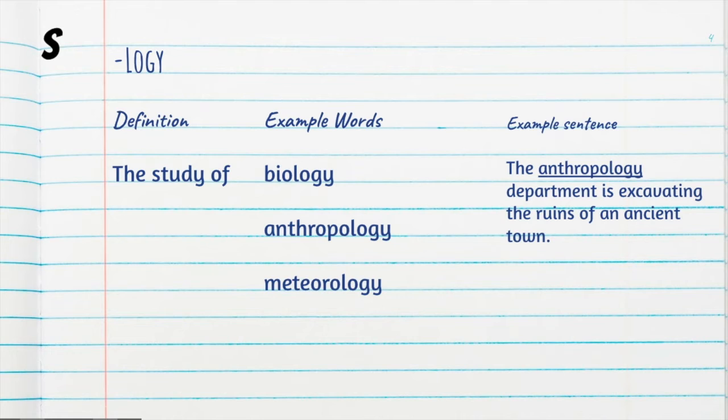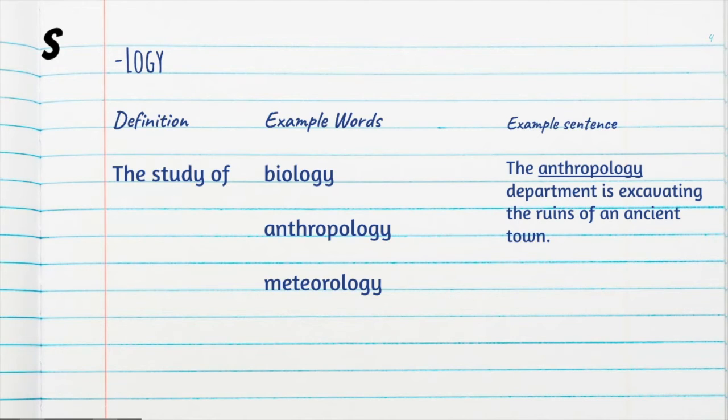Anthropology is the study of humans and their cultures, both past and present. And then you see meteorology there. That would be the study of atmospheric conditions, weather patterns, things like that. Then your example sentence, the anthropology department is excavating the ruins of an ancient town. So that's something that anthropologists tend to do. They, like I said, look at sort of human cultures, past and present.